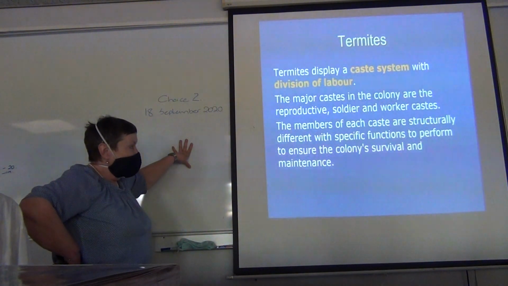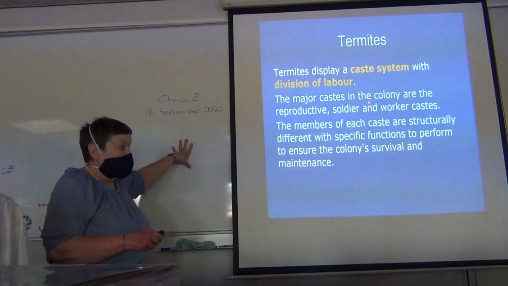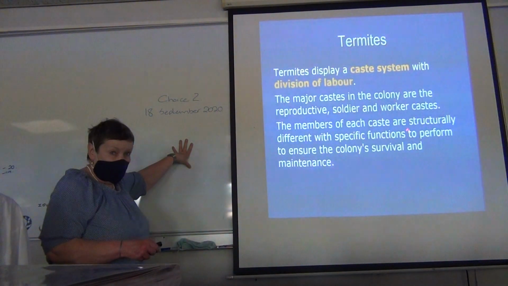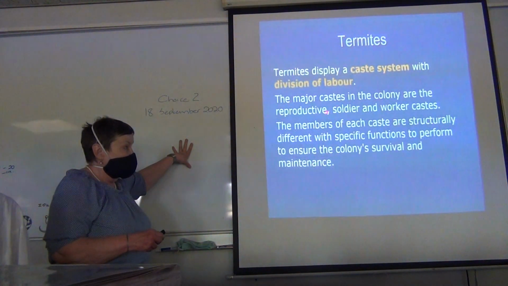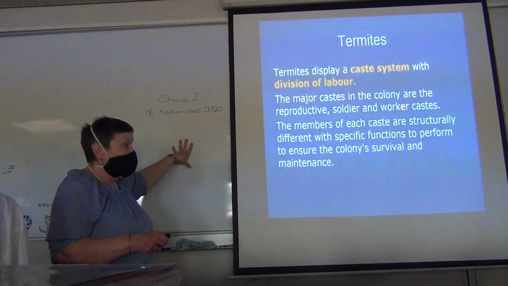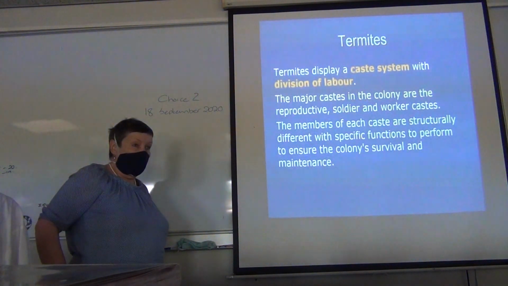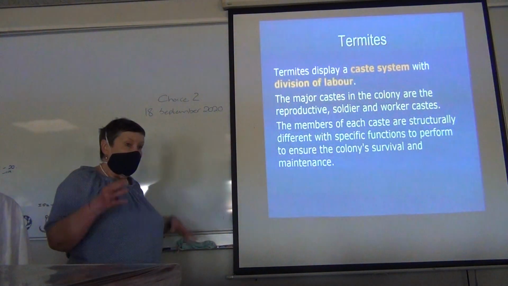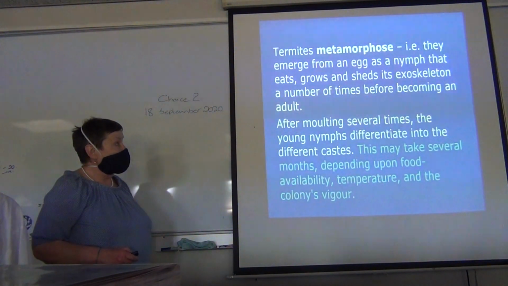Okay. All right. So the major castes within the termite colony, so a group of termites living together as a colony, a group of wild dogs living together as a pack. The major castes are the reproductives, the soldiers and the workers. The members of each caste are structurally different because they've got different functions to perform. And together they ensure the survival of the actual colony.